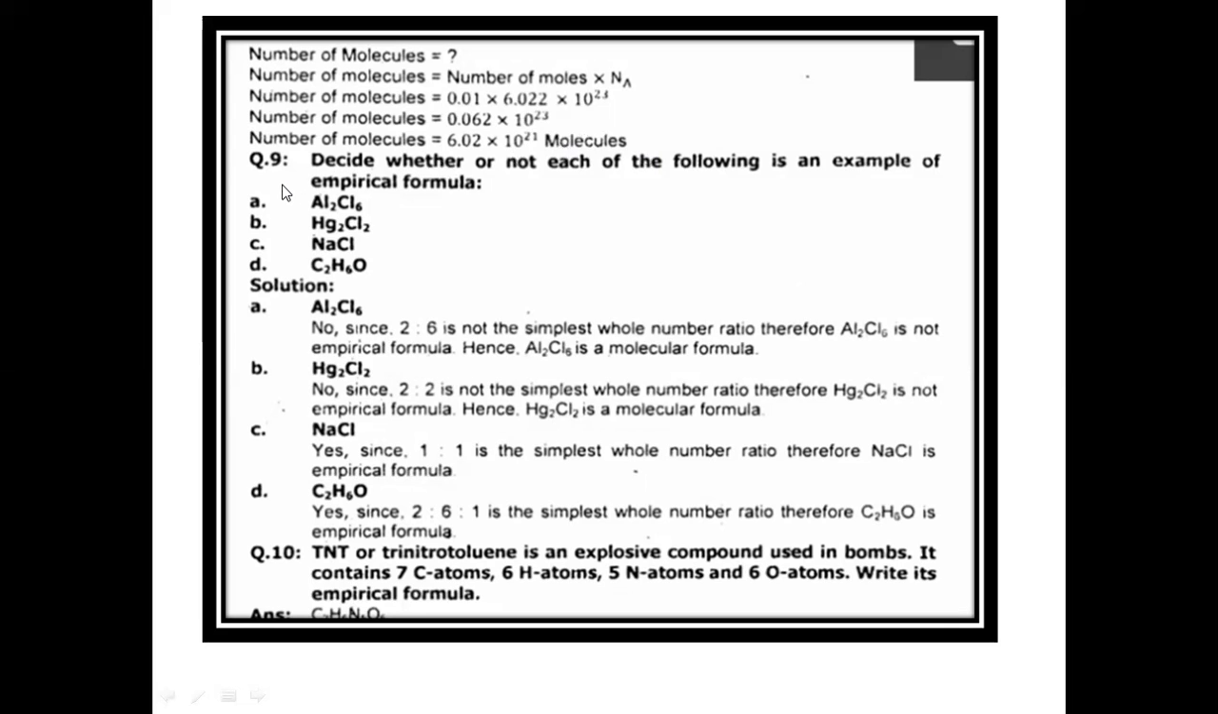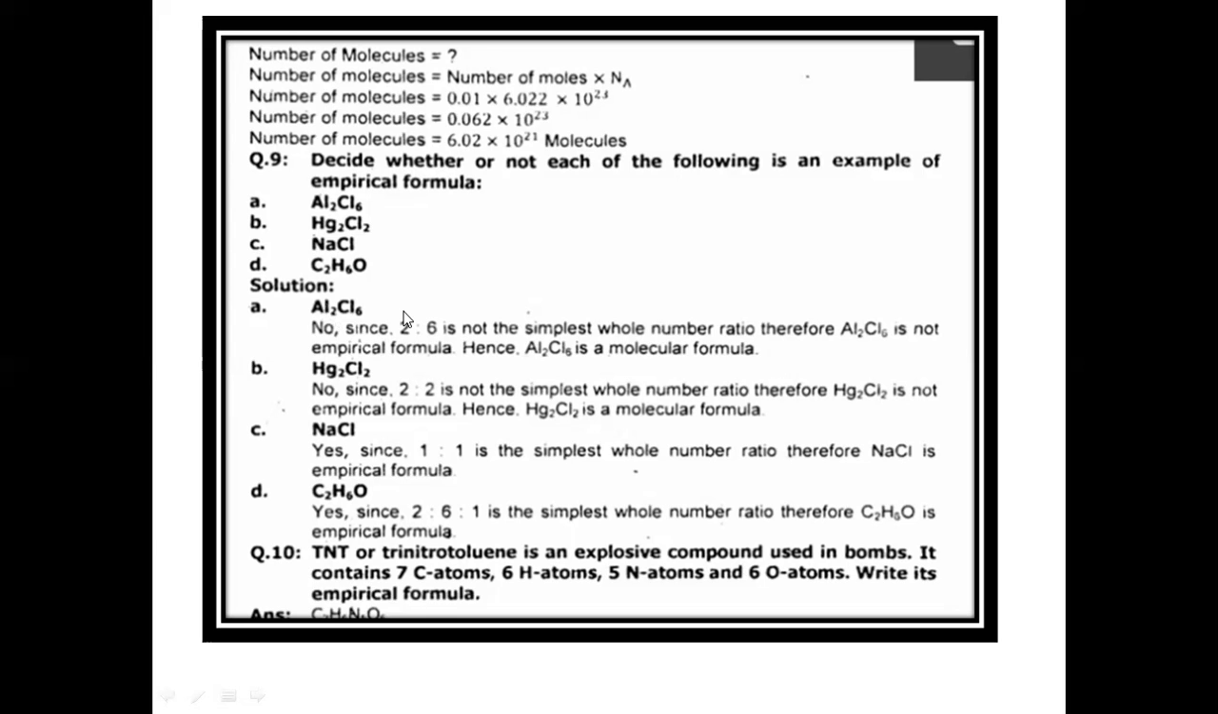Question number 9. Decide whether or not each of the following is an example of an empirical formula. You have to find out whether the formula is empirical or not. Check the first one, Al2Cl6, 2 aluminium and 6 chlorine. What do you think? Can we simplify these two values? Yes, of course, 2 and 6. 2 ones are 2 and 2 threes are 6, so 1:3. If we write the empirical formula, that will be AlCl3.